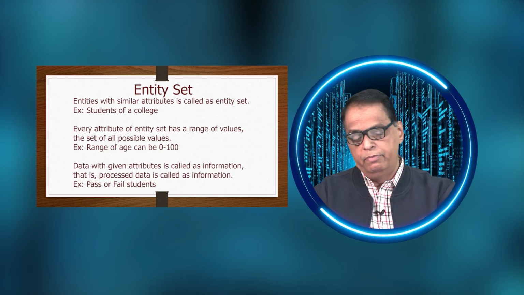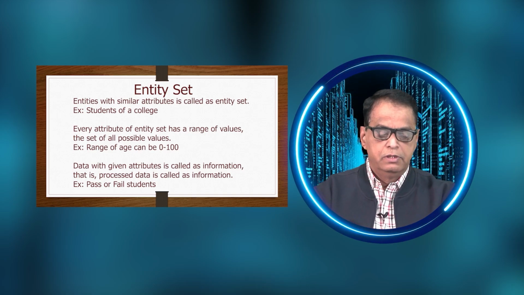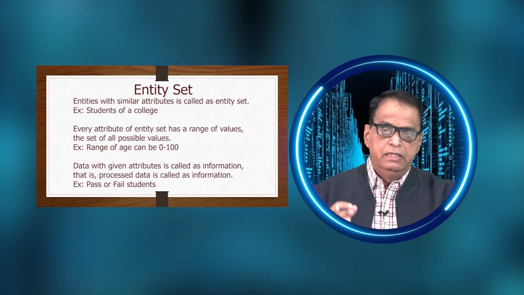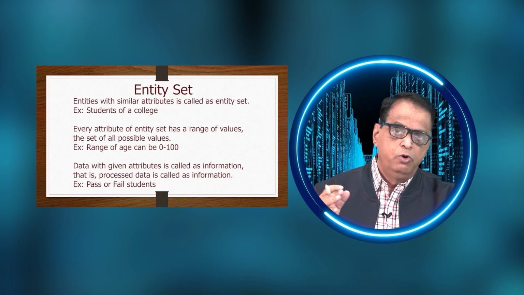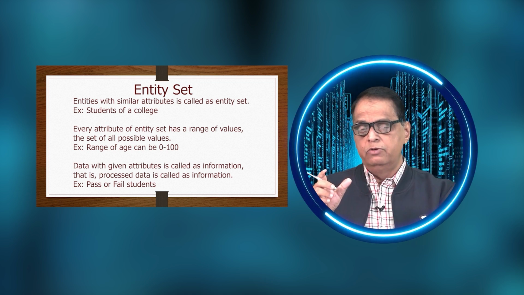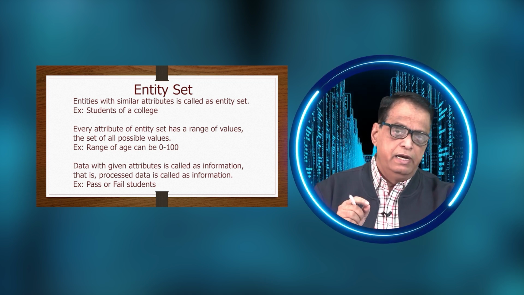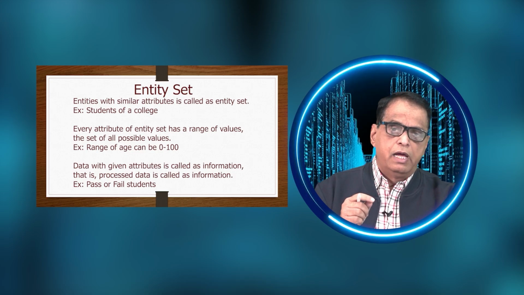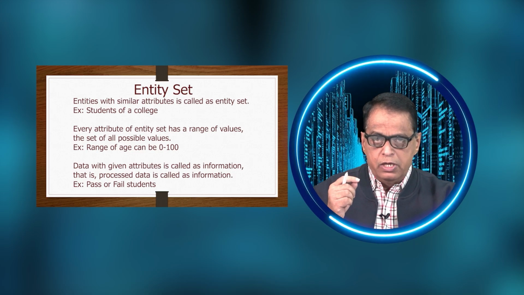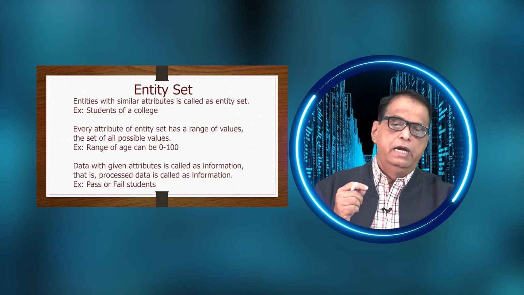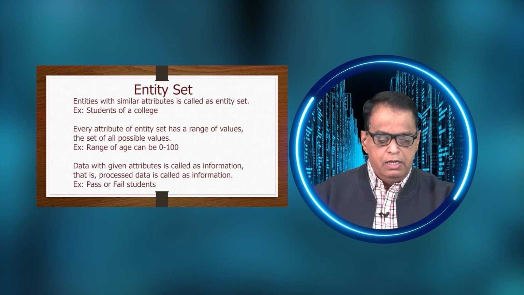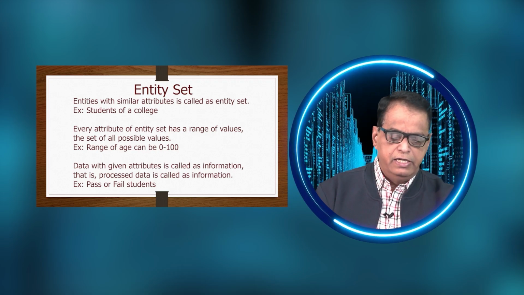Every attribute of the entity set can have a range of values. Say for example, whenever we consider the marks scored by the students, then the range of the values can be from 0 to 100 if the examination is out of 100. So this is the range of the values. If there is some age attribute, then for the age we can have an attribute value in the range of 0 to 100. So every data element or entity set that you consider has a specific range of values, and this is called the domain of the attribute.